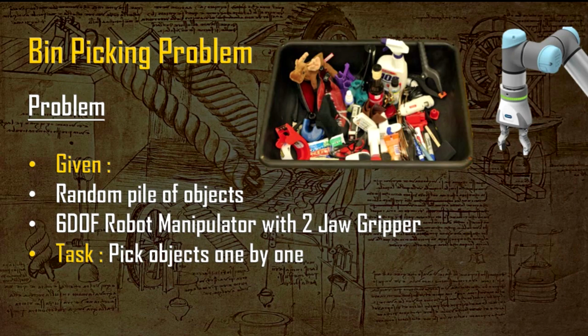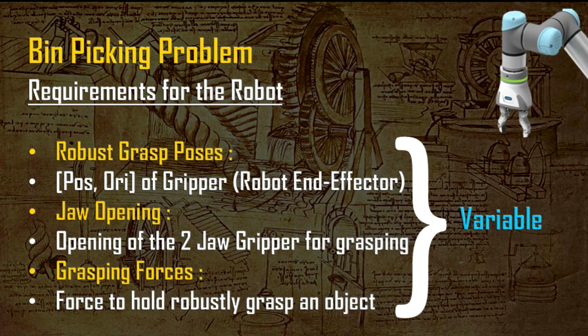As you can see, these are totally randomly oriented, and that brings the challenge of the bin picking problem. What are the requirements for the robot? The robot doesn't really care about how the object looks. For it, the most important thing is having a robust grasp pose, a particular jaw opening defined based on the object being picked, and the grasp forces, which would also depend on the object.